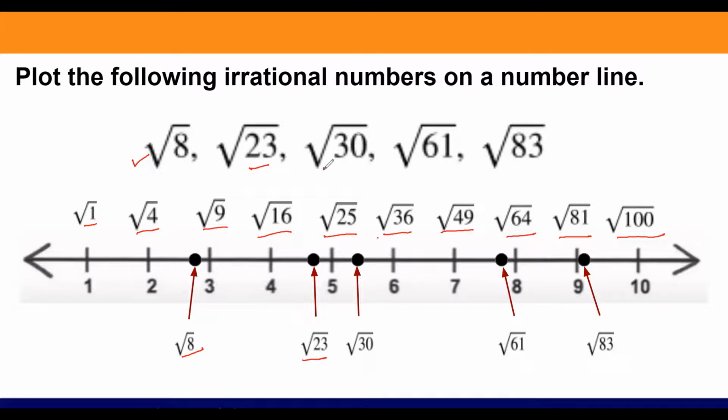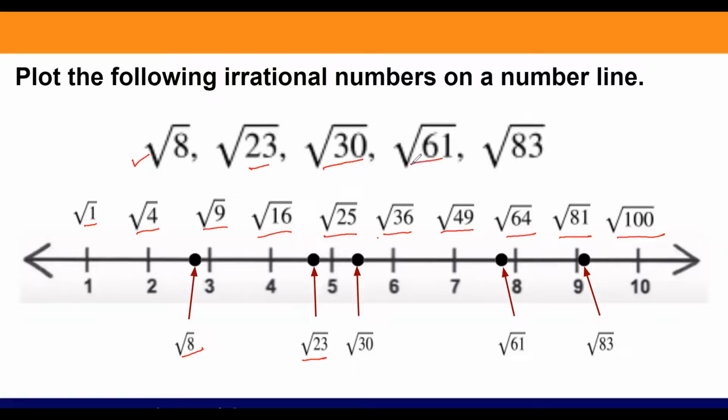Sunod, square root of 30. So, saan mo hanapin yung square root of 30? Makikita mo yan sa gitna ng square root of 25 at square root of 36. Okay. So, medyo wala pa sa gitna ng 5 at saka 6. Okay? Medyo malapit lang sa gitna. Kasi ito po ay square root of 30.